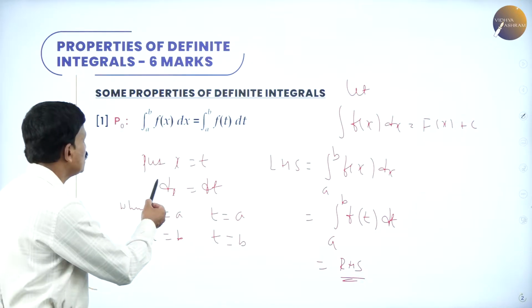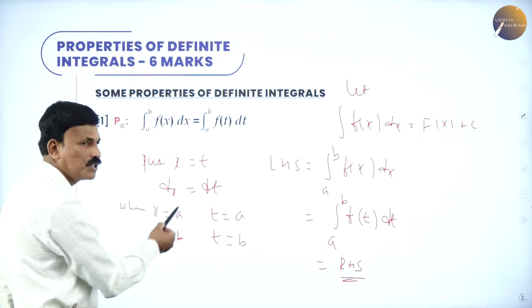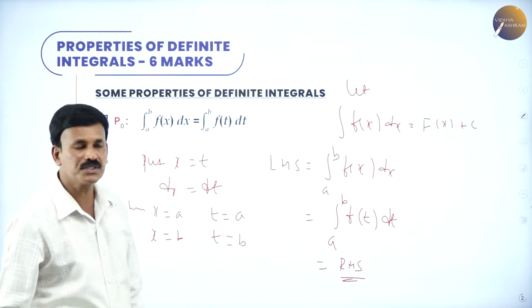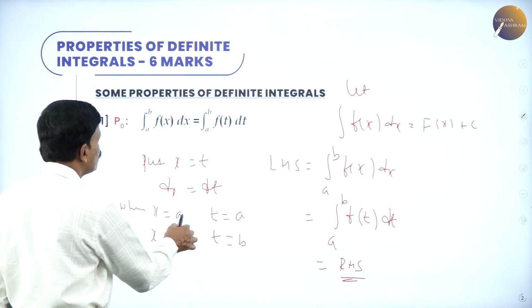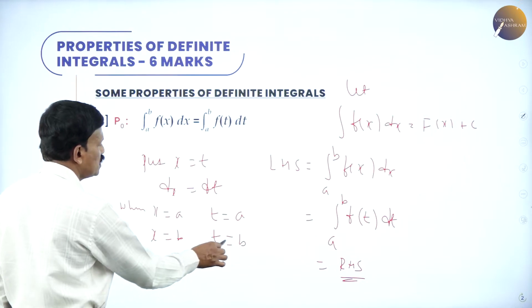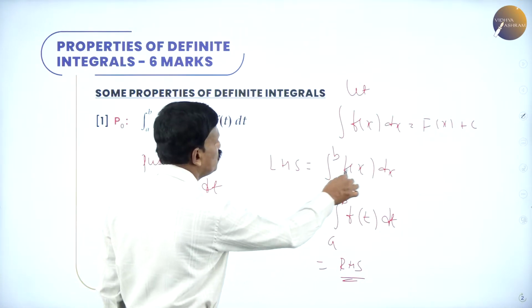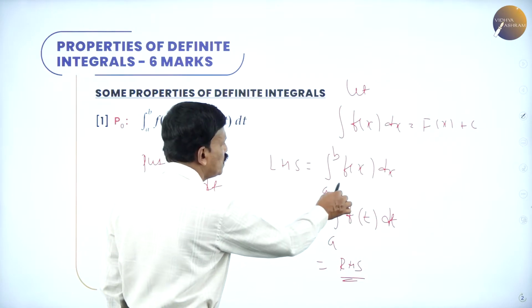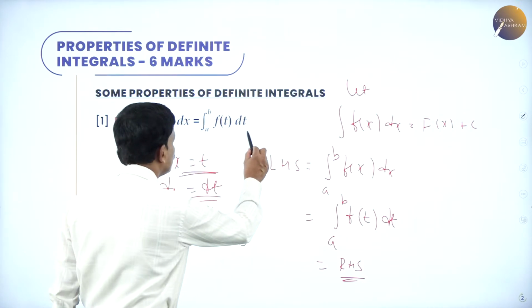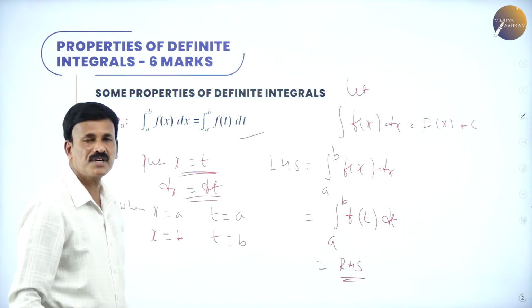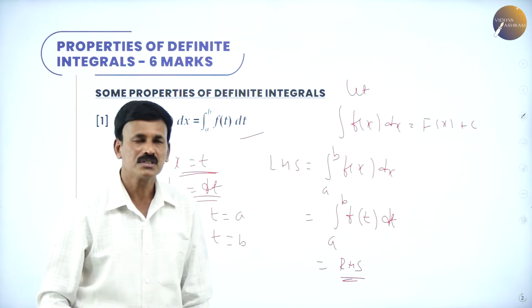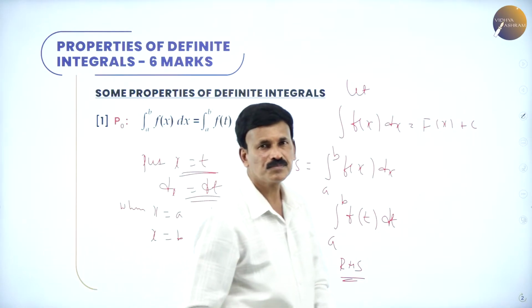Now listen to me. Let us put x is equal to t, dx is equal to dt. Whenever the substitutions are taken, the value of the limit also changes. When x is equal to a, t is equal to a. Again when x is equal to b, the upper limit, t is equal to b. This LHS, integral a to b f of x dx, can be written as integral a to b f of t dt, that is the required answer. So integral a to b f of x dx is also equal to integral a to b f of t dt. Followed? That's it regarding the first property, P0.